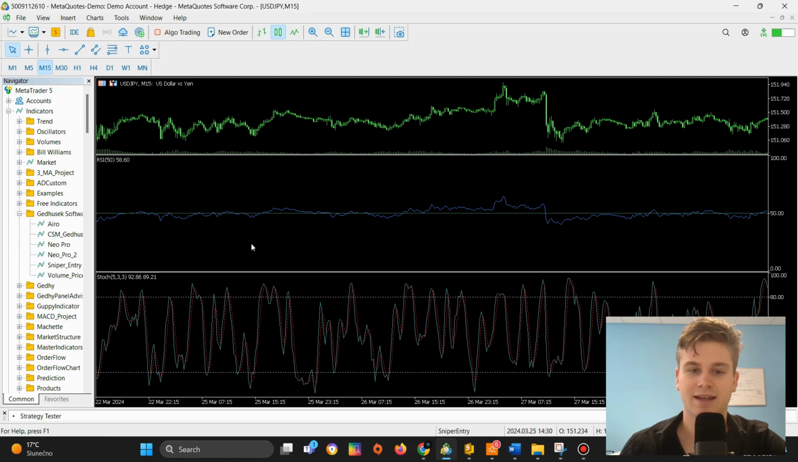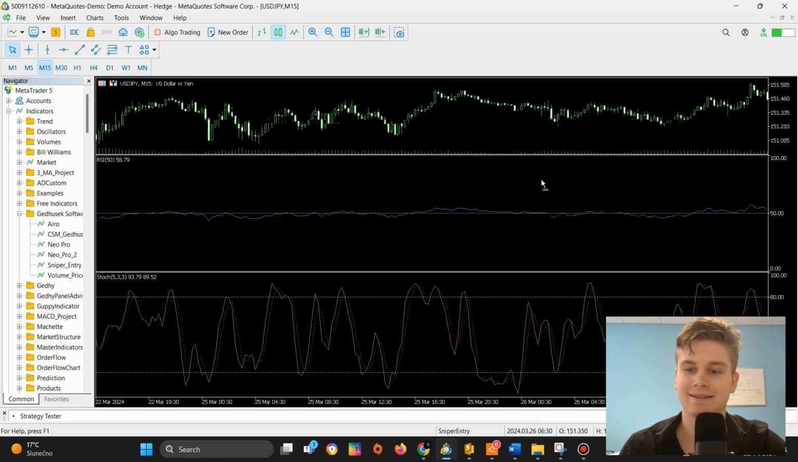The first step is that I will determine the trend based on an RSI indicator, and then I will wait for a signal confirmation based on a stochastic indicator. You can see here that on the RSI indicator I have my level of 50, which will basically represent the change between uptrend and downtrend. When RSI is below this, there's a downtrend, and when it's above, there's an uptrend.